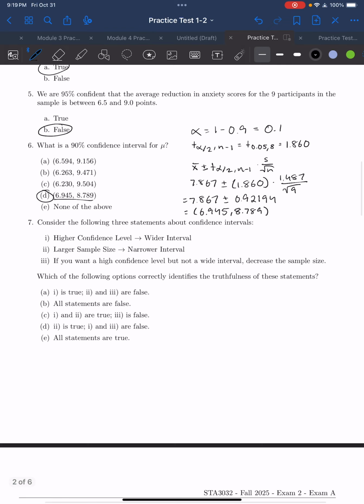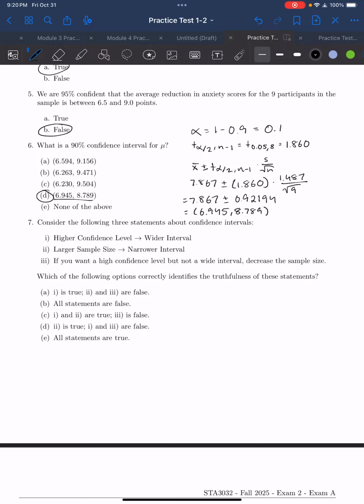Okay, and then for the next question, consider the following 3 statements about confidence intervals. Our first statement is higher confidence level is wider interval. Our second statement is larger sample size, narrower interval. And our third statement is if you want a high confidence level but not a wide interval, decrease the sample size. And then we're looking for the truthfulness of these statements.